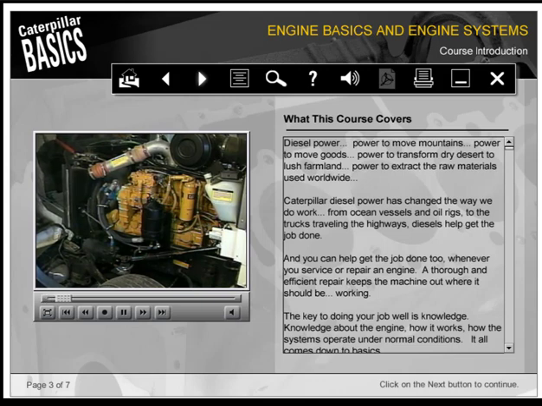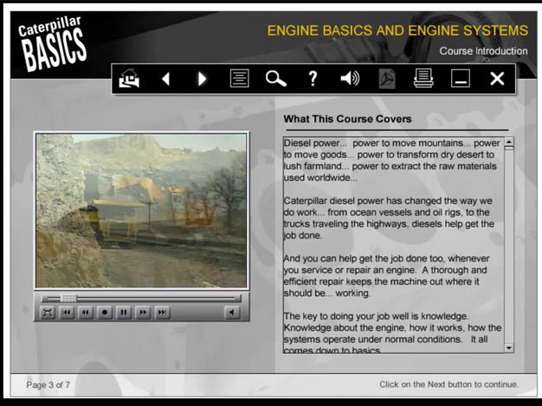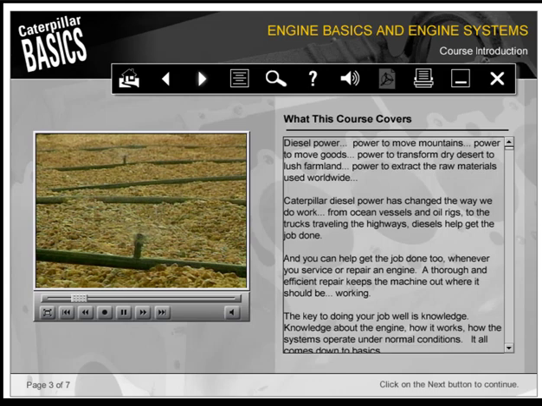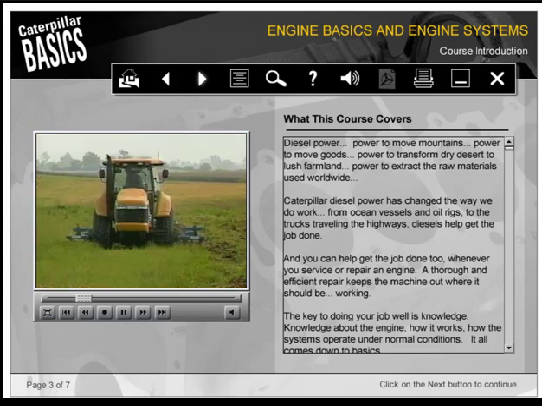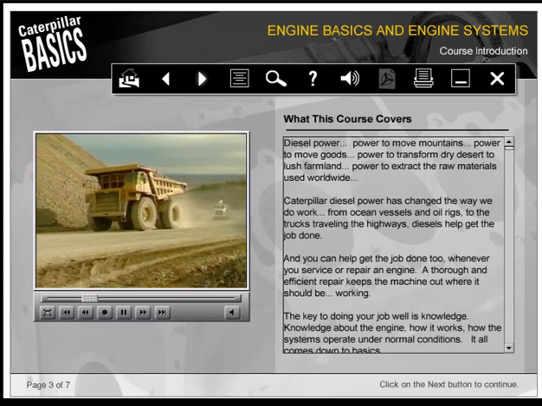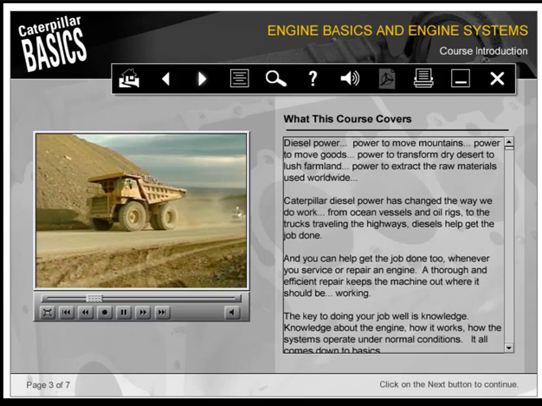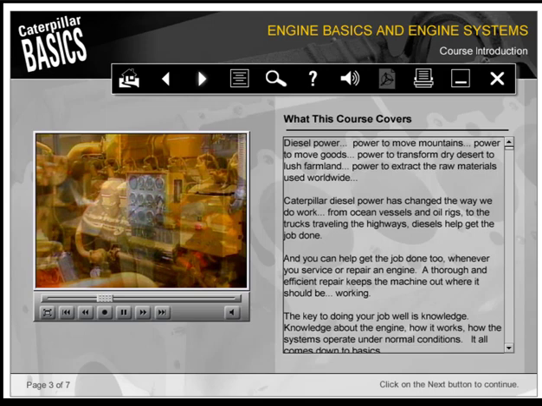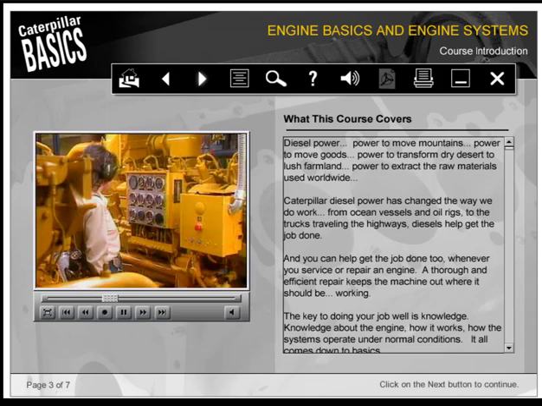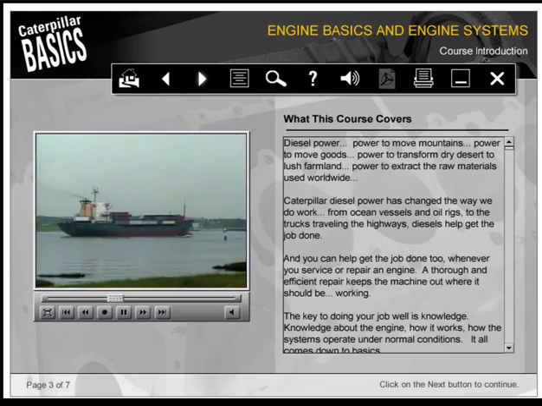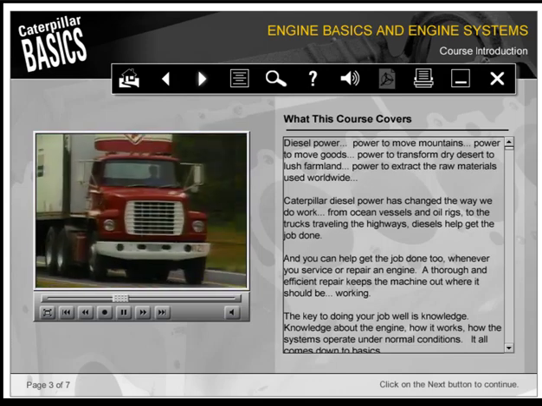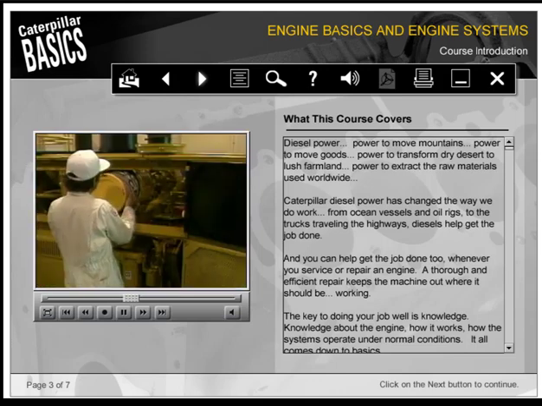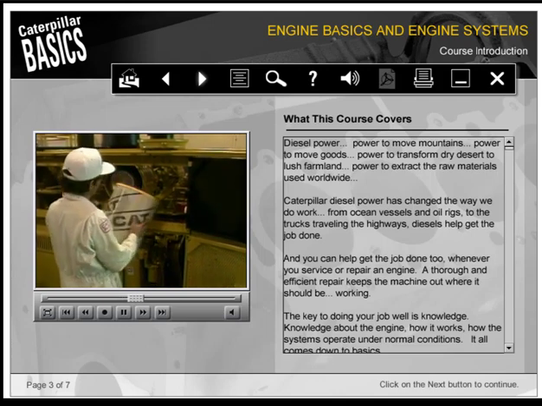Diesel power. Power to move mountains. Power to move goods. Power to transform dry desert to lush farmland. Power to extract the raw materials used worldwide. Caterpillar diesel power has changed the way we do work. From ocean vessels and oil rigs to the trucks traveling the highways, diesels help get the job done. And you can help get the job done too.